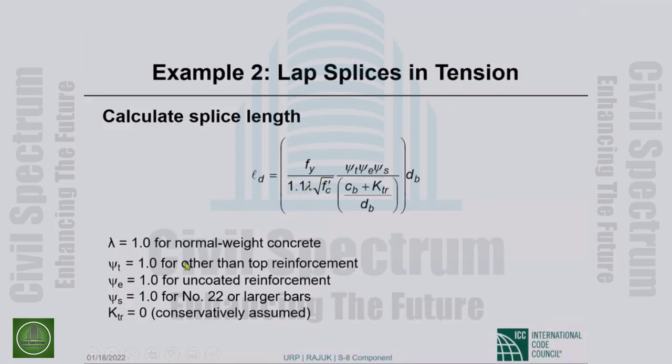So lambda is lightweight concrete factor. The size of T is top bar factor. Top bar is a bar having more than 12 inches of concrete cast in one lift underneath the bar. Okay. So for our bottom reinforcement, it is definitely other than top bar. So size of T is equal to 1. Epoxy coating factor is equal to 1. There is no epoxy coating. The bar size factor, size of S, is 1.0 for number 22 or larger bars. And K sub T R, the confinement index or whatever it is called, that can conservatively be taken equal to 0.